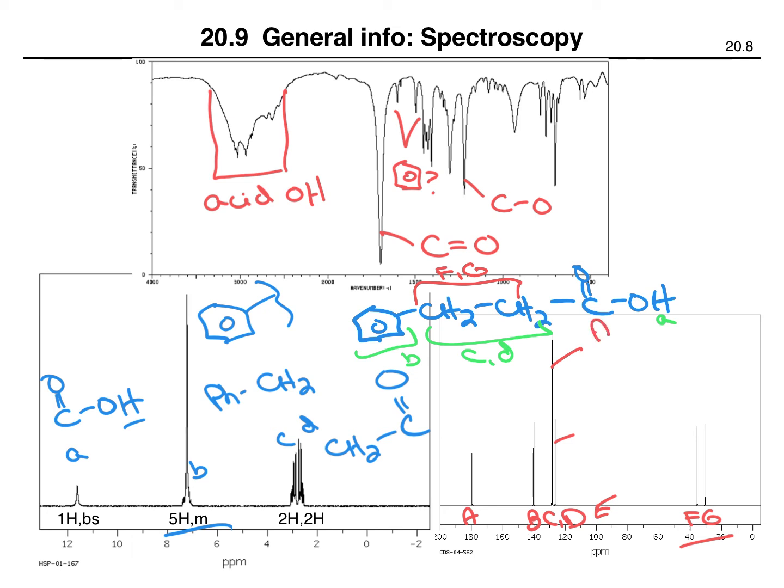This one would be A, the carboxylic acid, that's at 180, and then B, C, D, E, this is in the aromatic region, so that would be consistent with having one signal here, and then another signal, and another signal. So our compound here is called hydrocinnamic acid, and this is the structure that corresponds to these spectra.